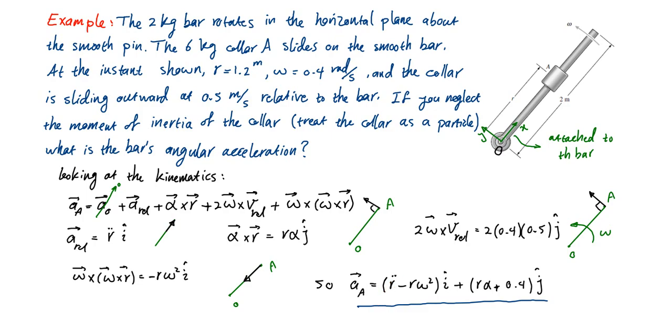So I have two unknowns, and I only have one equation. Let's see what else I can do. I have two things moving, right? I have a rigid body, it's a bar, and I have a particle, which is that collar. So let's take a look at them, see what we can get out of those.